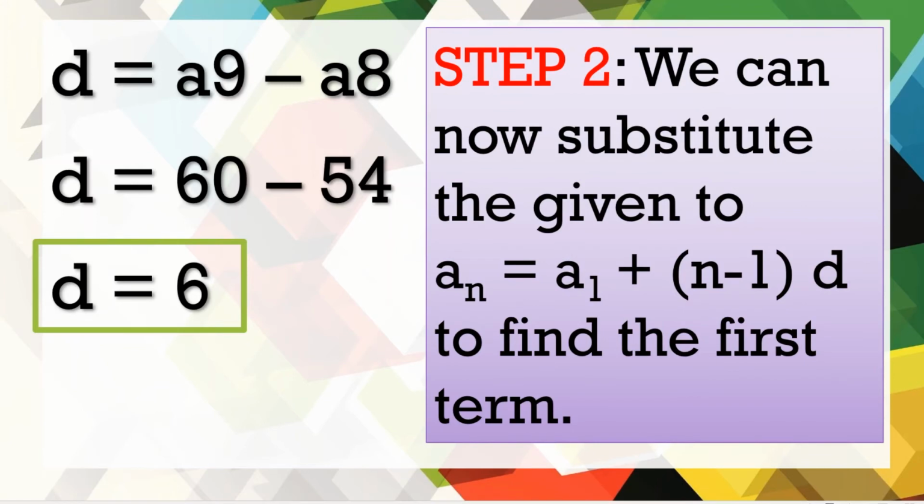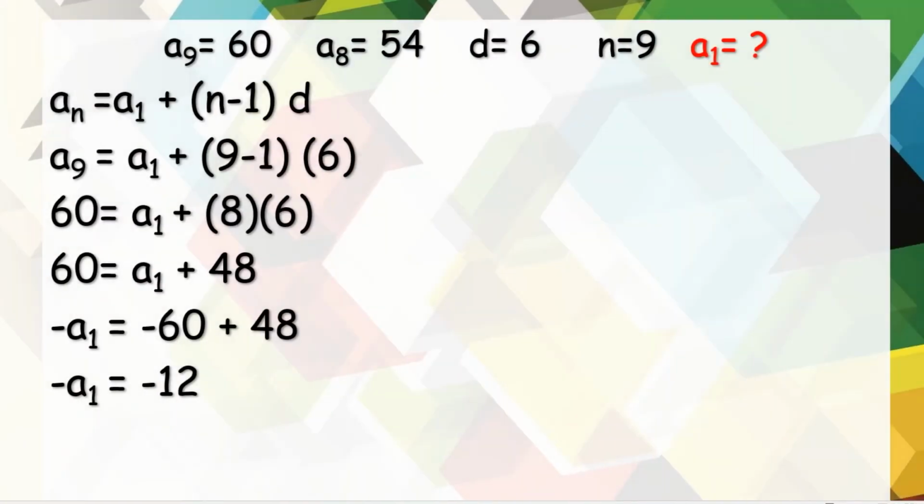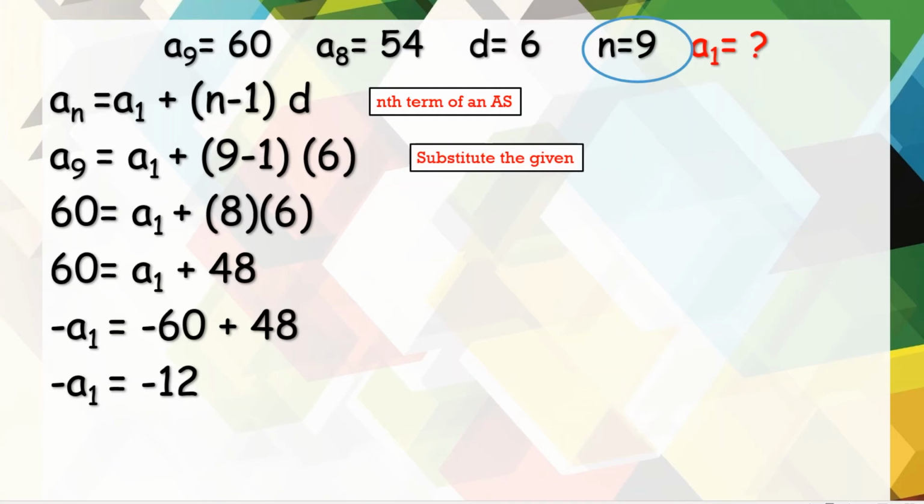Step 2. We can now substitute the given to find the first term. We have a sub 9 equals 60, a sub 8 equals 54, and d equals 6. Let us consider the ninth term as the last term, so we will use n equals 9. By substitution, we have a sub 9 equals a sub 1 plus 9 minus 1 times 6. So we have 60 equals a sub 1 plus 8 times 6. 8 multiplied by 6 is 48.